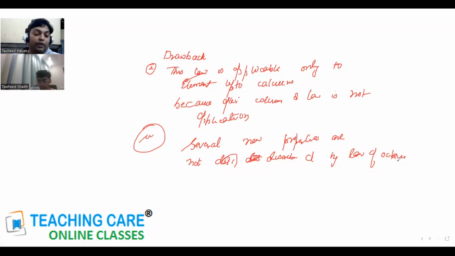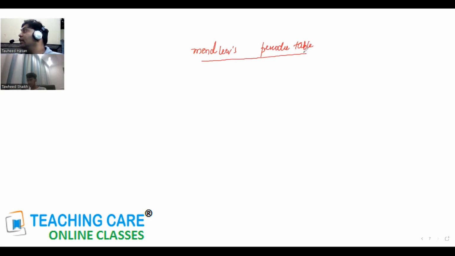So after these two drawbacks, one of the major successes has been given by Mendeleev. He classified many more elements on the basis of their atomic masses. The next law is Mendeleev's periodic table.